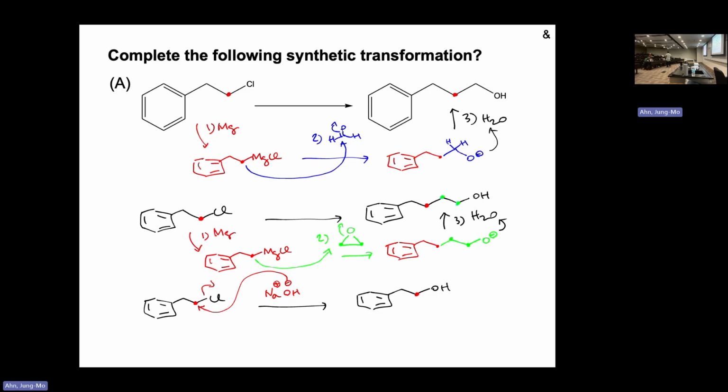So oxymercuration-demercuration is not going to make that. You have to do the hydroboration. So BH3 is going to be added, with hydrogen and boron added like this, right? The boron is bigger, so it is positioned on the less substituted side, and the hydrogen goes to the more substituted side. But the boron in the end is replaced by the hydrogen peroxide and sodium hydroxide, and you can make that.